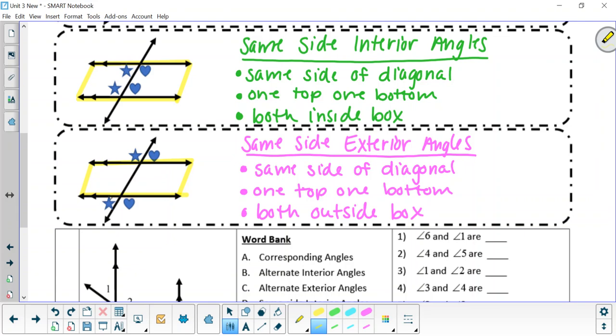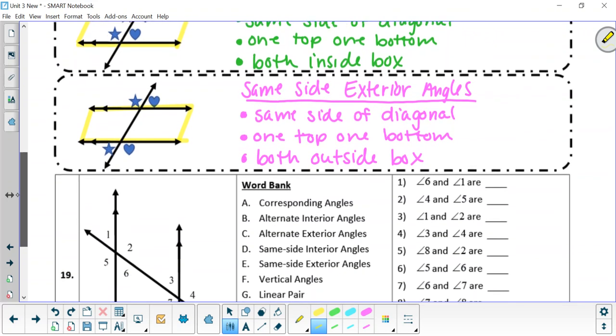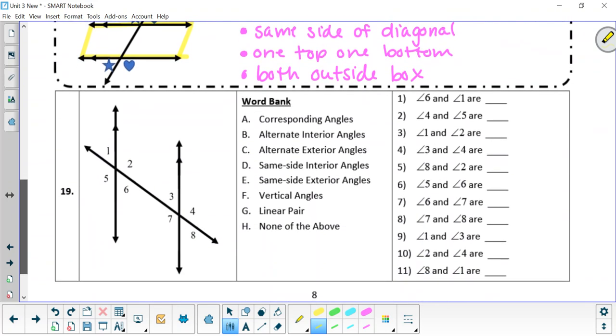So again, my stars are on the same side of my diagonal. One is at the top, one is at the bottom. They are both outside of that box. Same with the hearts, top, bottom, outside, and they're on the same side of the diagonal. So we have our 5 new vocab words with A through E, and F and G are from Unit 1. So we're bringing in some of our old vocab to make sure we're still keeping that relevant.